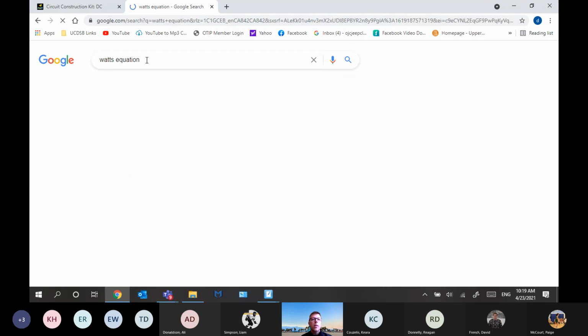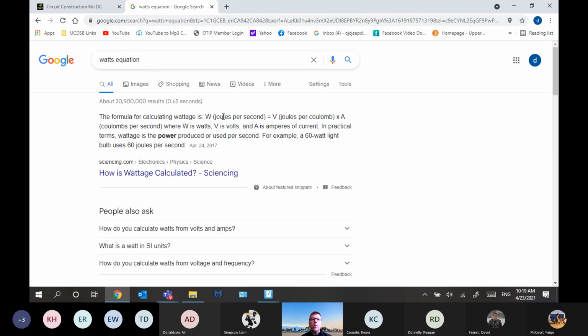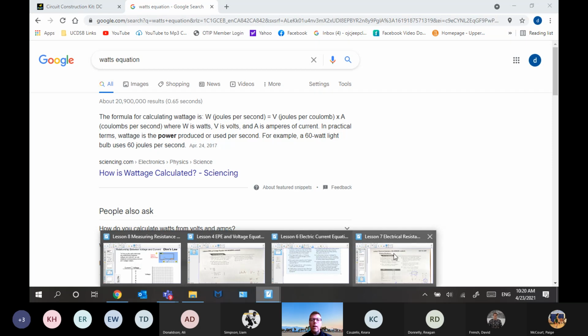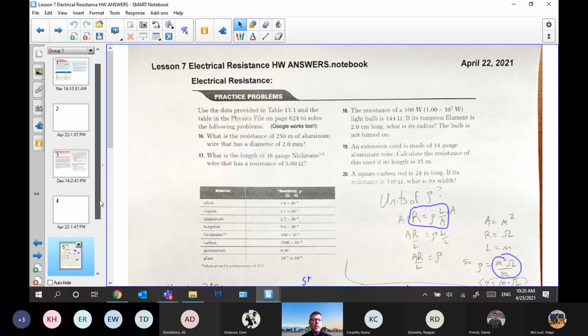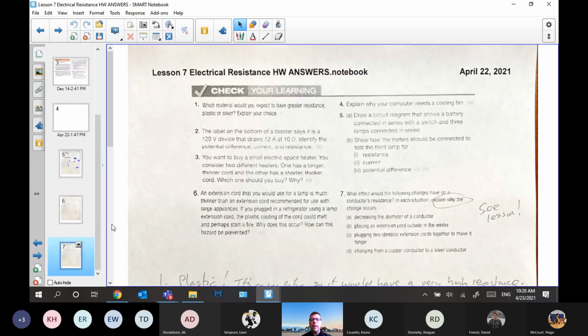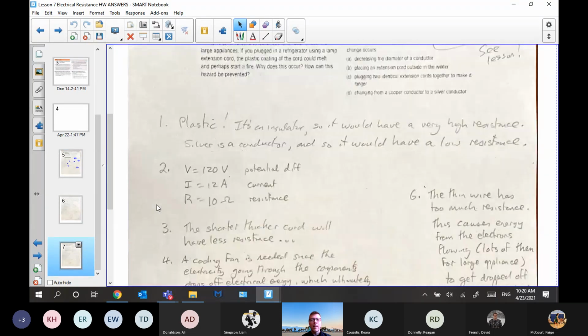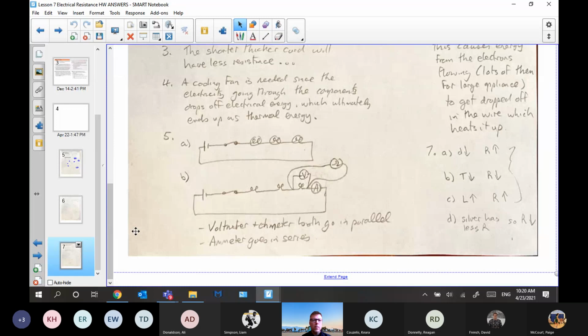So you look at the watts equation. It says watts is voltage times current: voltage, joules per coulomb, times amperage, which is coulombs per second. So in a wordy way, they're telling you that power equals voltage times current, P equals VI. I can only scan these questions so much, and then I see this one and I'm like, oh, wait a minute.